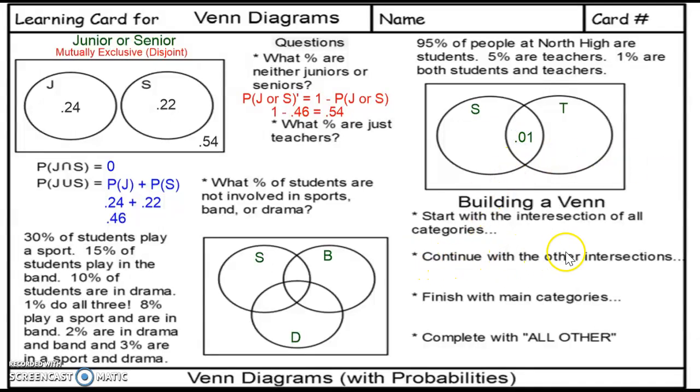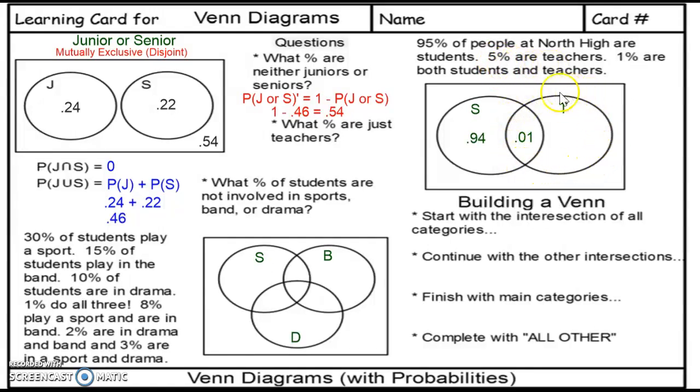And then we continue with other intersections. There are no other intersections for this example, so I can finish off the main categories. It tells me that 95% of people at North High are students. So everything inside of this circle for students has to add up to 95%. I already have 1% inside the circle, so this part of the circle can be filled in with 0.94 or 94%.